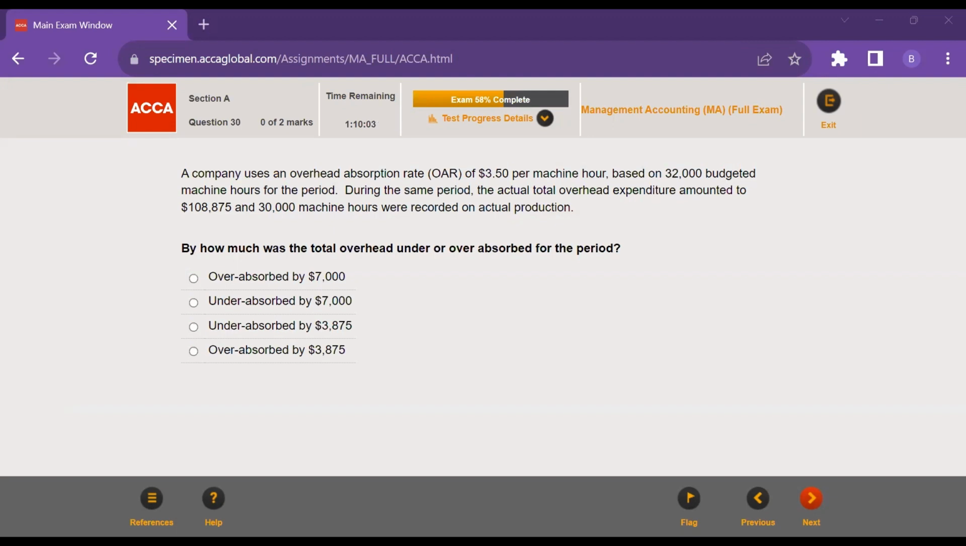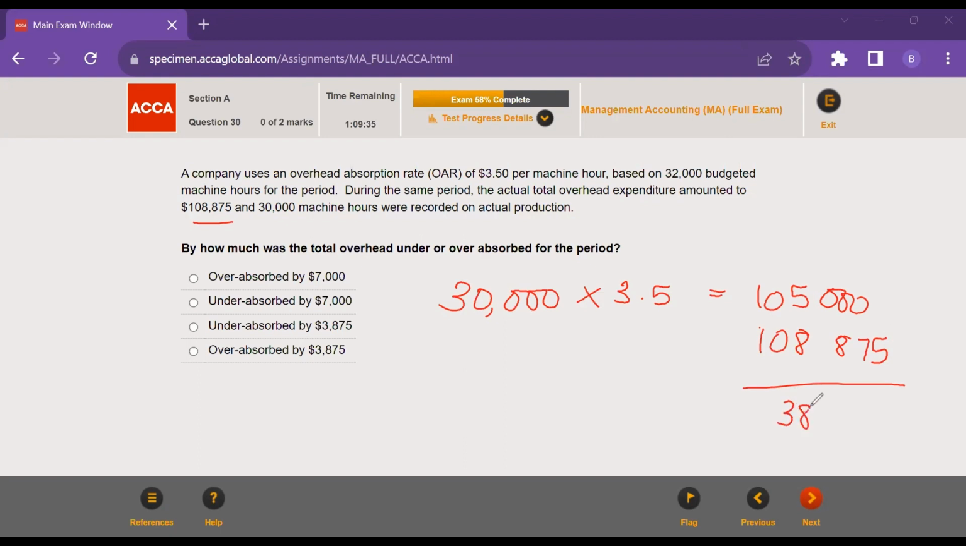So let's first find out how much we have actually absorbed. We have worked in actual 30,000 hours, and we are absorbing at the rate of 3.5. So this gives you your actually absorbed overheads as 105,000, and how much you have actually incurred is 108,875. That means you have absorbed less, and by how much? 3875. This is what you have actually incurred, and this is what you have absorbed. So you have absorbed less. So it is under absorbed by $3875. Moving on to the next one.